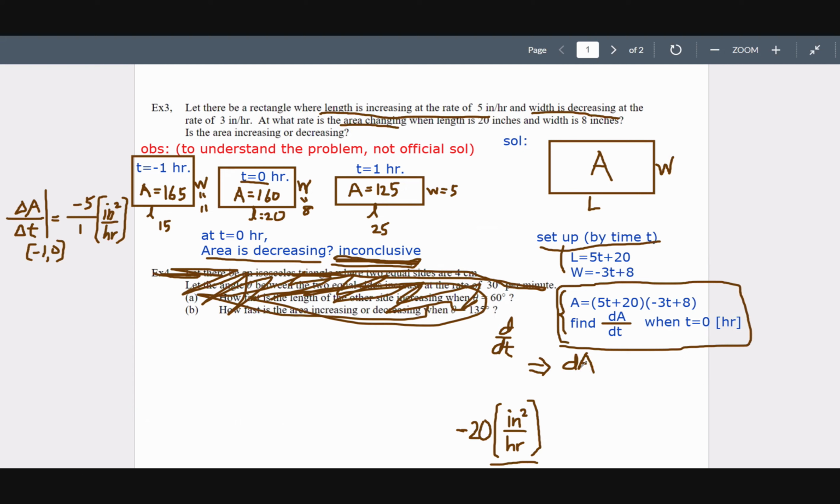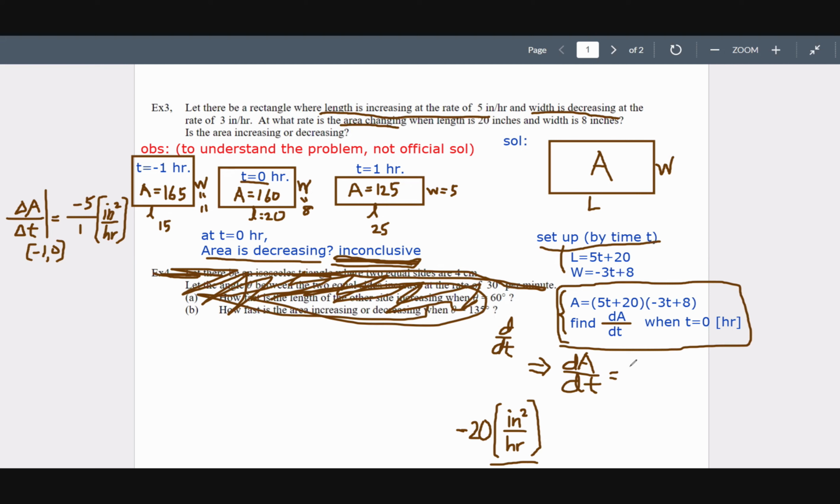dA/dt. And then dA/dt, what is that equal to? dA/dt is equal to this. And note that this guy is actually a product. So should we just apply the product rule, or should we just multiply this out and then differentiate the quadratic function? Yeah, it's only a quadratic function. If you want, you can multiply this out. That might be easier. Or you can just use the product rule.